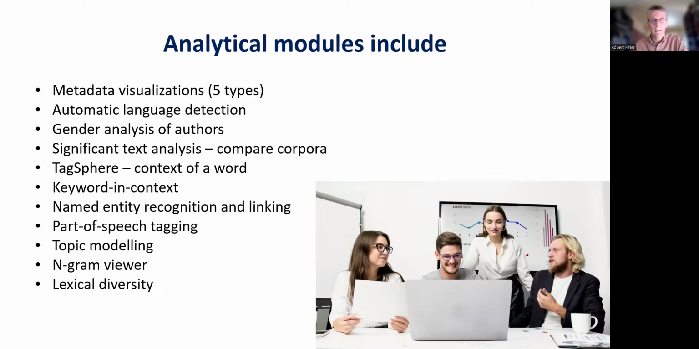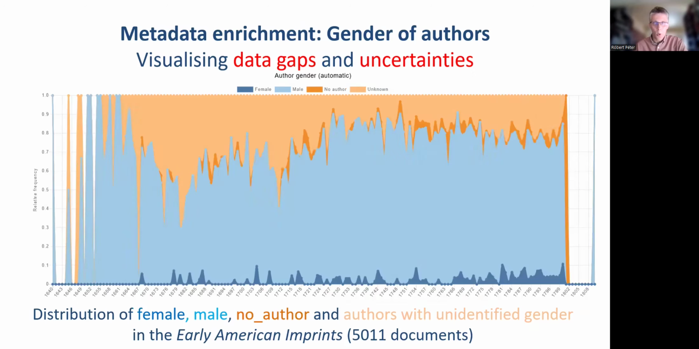These are the analytical functions supported by avobmat. They give researchers multiple angles from which they can examine and analyze the very same corpus. I'd like to offer examples from some of these analytical functions. One example of metadata enrichment is the automatic identification of author gender. The visualization also makes data gaps and uncertainties visible, for example, records with no author or unidentified gender.